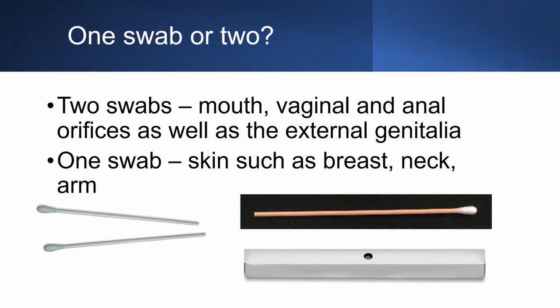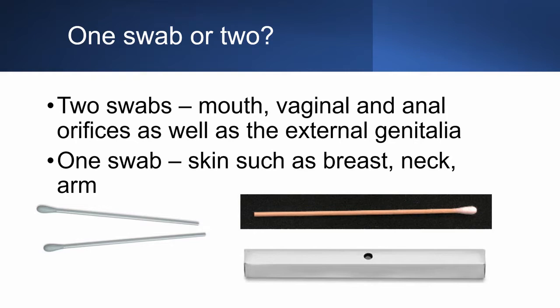2 swabs are collected simultaneously from the mouth, vaginal, and anal orifices, as well as the external genitalia. The second swab is preserved in the event that body fluid testing to confirm the presence of semen is required, or there is a request for independent defense testing.